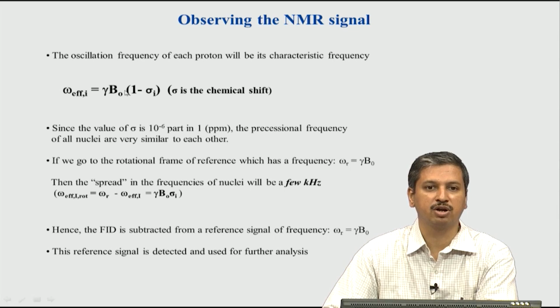So you choose a particular frequency as the reference frequency, let us say omega equals gamma B0, and that reference frequency is basically your rotating frame of reference frequency. In that frame of reference, different spins will have slightly different frequencies. Let us take an example analogy again of a train. Let us say we have 3 trains: one is moving at 100 kilometers per hour, one is moving at 105 kilometers per hour, and another one is moving at 95 kilometers per hour.